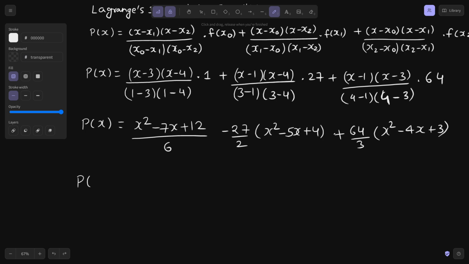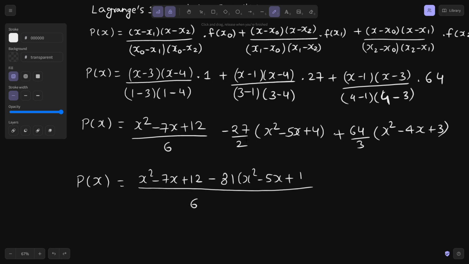So let's take 6 as the LCM. You will be left with x square minus 7x plus 12, minus 54, because it will be multiplied by 3, so 81, sorry, times the second quadratic. And twice, that means 128 times the third quadratic.